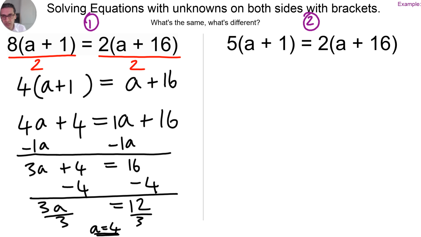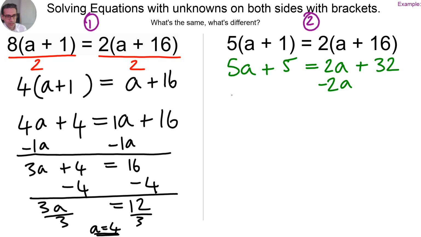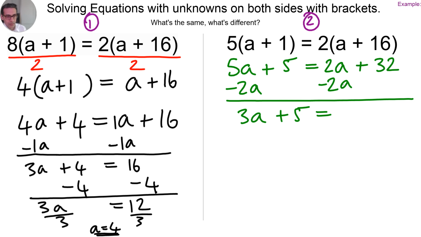So in this case, we're just going to expand and then we're going to solve it. So the second method, let's do that. So 5 lots of A is 5A, 5 lots of 1 is 5, is equal to 2 lots of A is 2A, and 2 lots of 16 is 32. Now we're just going to solve it as before. This is the same types of questions you had in the previous video. So the least unknown is 2A. So we're going to take away 2A, make that a 0 pair, take away 2A. This becomes 5 take away 2 is 3A, plus 5 equals, that's a 0 pair, positive 32.